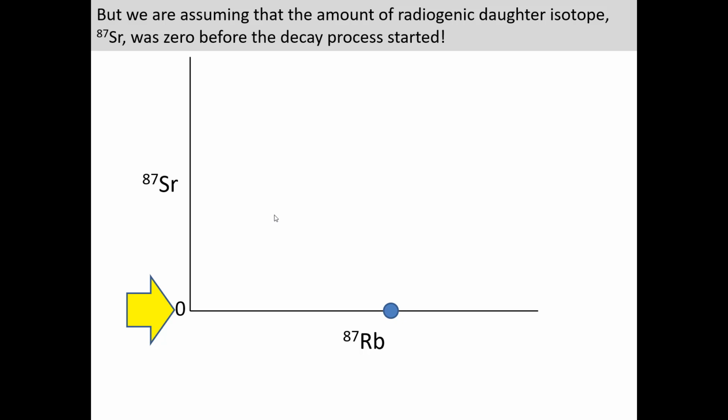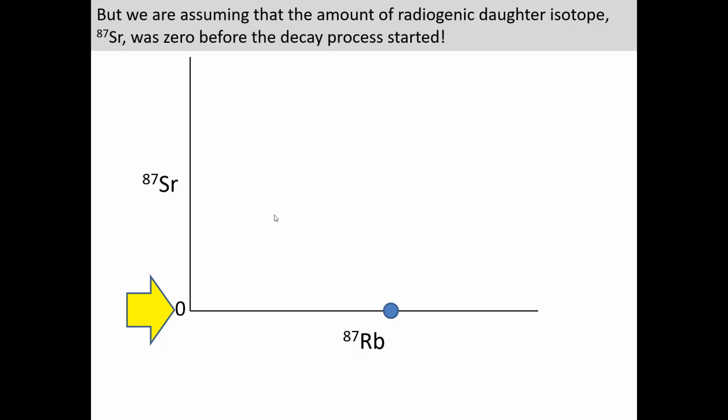Now, the problem here with many decay schemes, including rubidium-strontium, and this is why we're going to talk about rubidium-strontium, is that there's a big assumption here that is almost always not valid. And that is, we are assuming here that initially there was no radiogenic strontium present in the rock. And that's almost always not true.